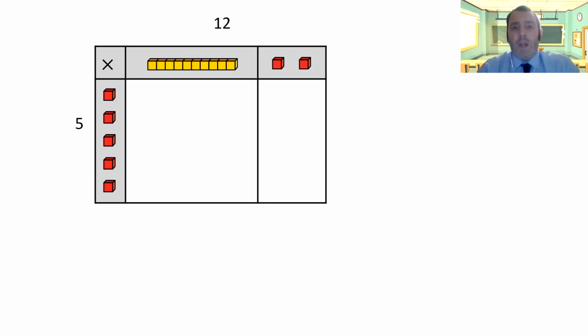Now, we can do something very similar with the base 10 set or the Dean's blocks. I can partition 12 into 10 and 2. And by doing that, so we've got our grid. So I can place my 10 here and my 2 here. I can then place the 5 that I'm multiplying by down the side here.